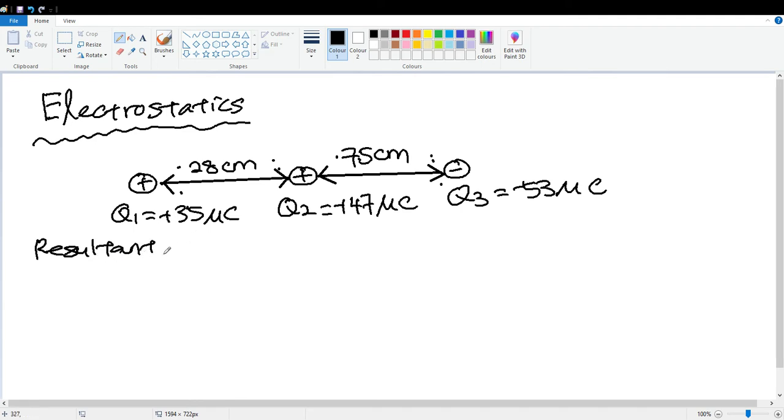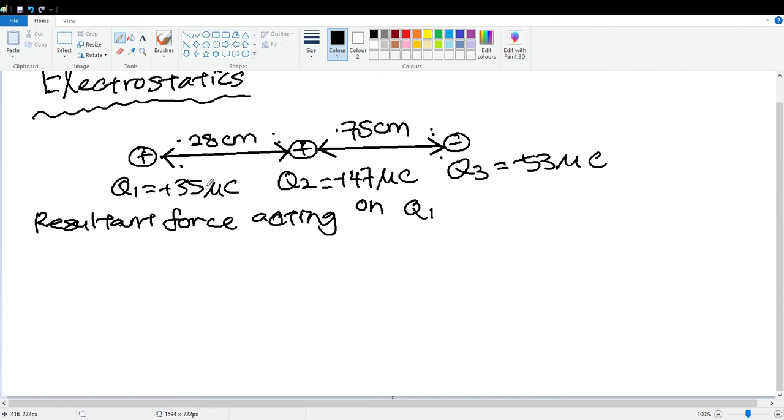resultant force acting on Q1. Since the electrostatic force concerns both magnitude and direction, we must determine both precisely and clearly. So let's do it: the resultant force acting on Q1.